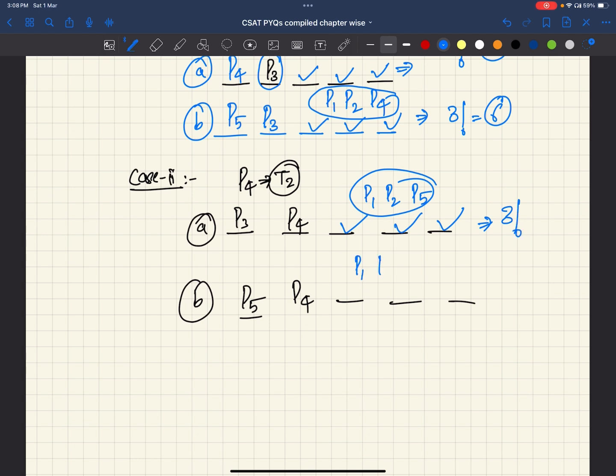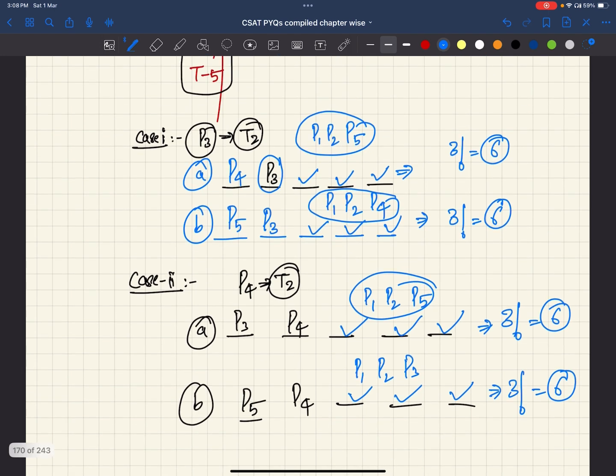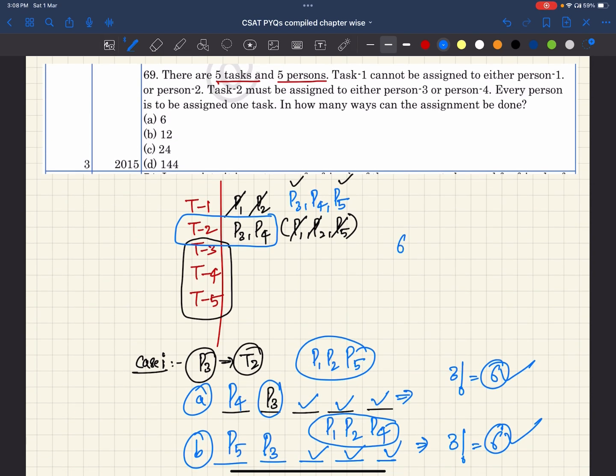Here, how many people are left? P2, P3, P1, 3 places, arrangements, 3 factorial, 6. This is equal to 6. So what will be the value? 6 plus 6 plus 6 plus 6. Answer is 24. Right?